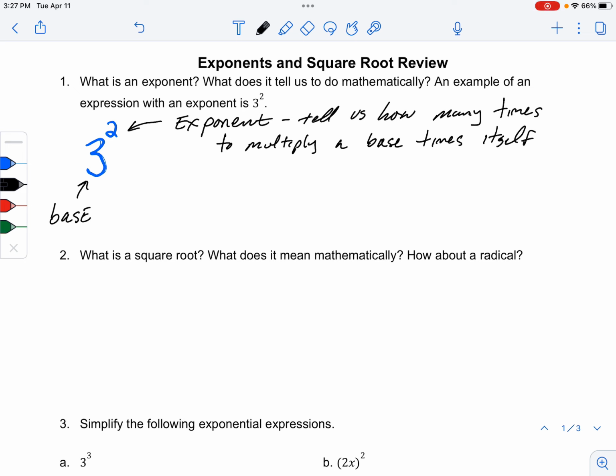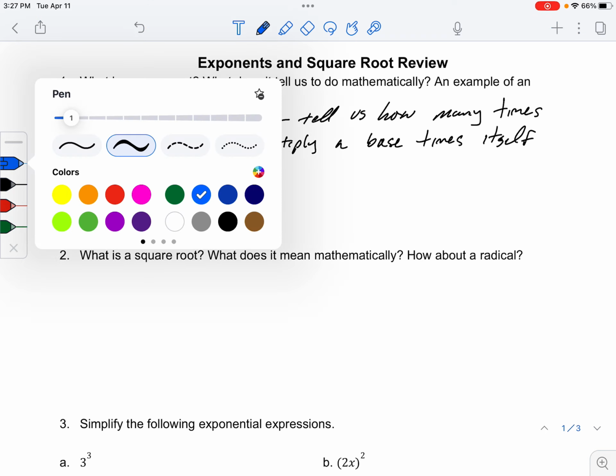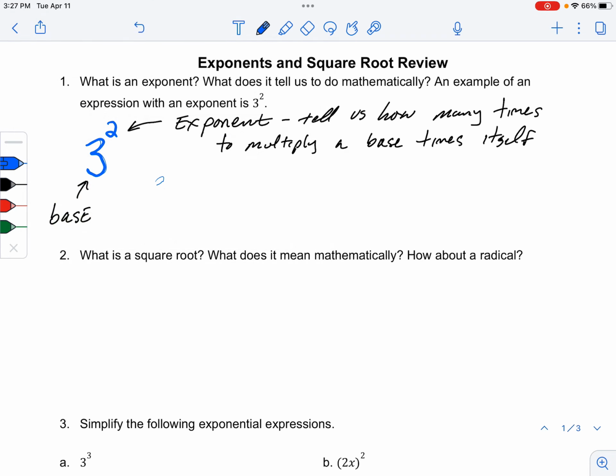So for example, this 3 to the second power is just 3 times 3, which we would say is 9. 2 to the fourth power is 2 times 2 times 2 times 2. And if we multiply that out, 2 times 2 is 4, times another 2 is 8, times another 2 would be 16. So whatever that is, we just multiply it times itself, however many times that is.